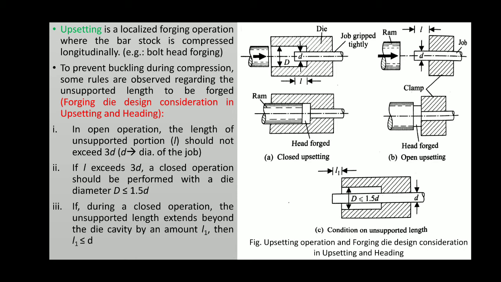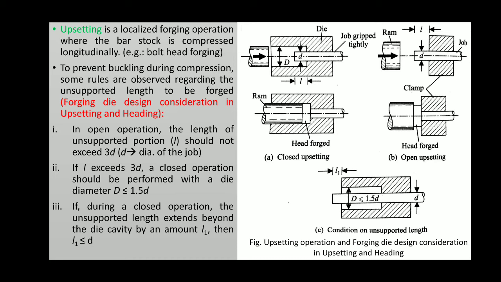Now, if we are working on a particular length of stock bar and we are applying a compressive force, there is a chance of buckling while it is undergoing compression. Buckling is a kind of failure. So we have to be sure that during the upsetting process, whenever we are manufacturing all those bolt heads, it should not undergo buckling.